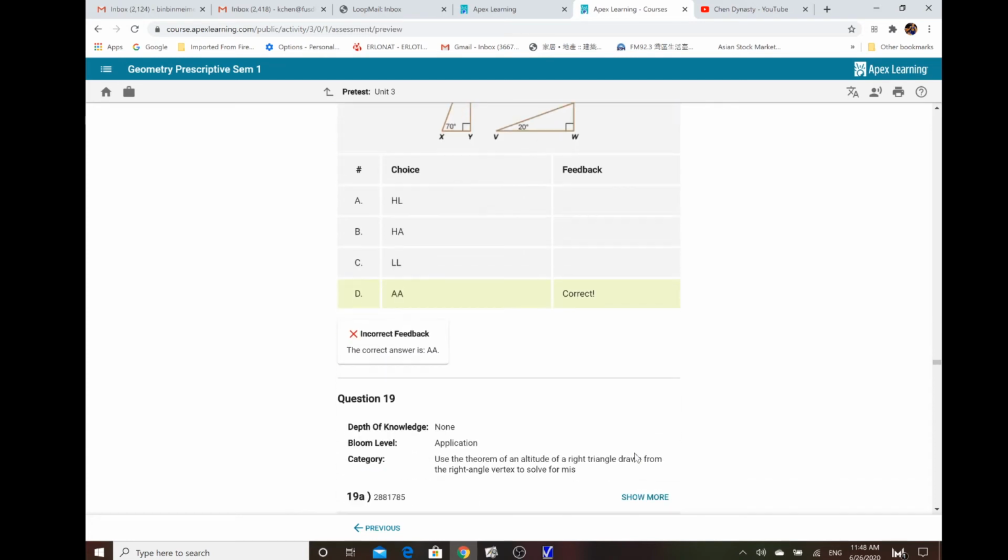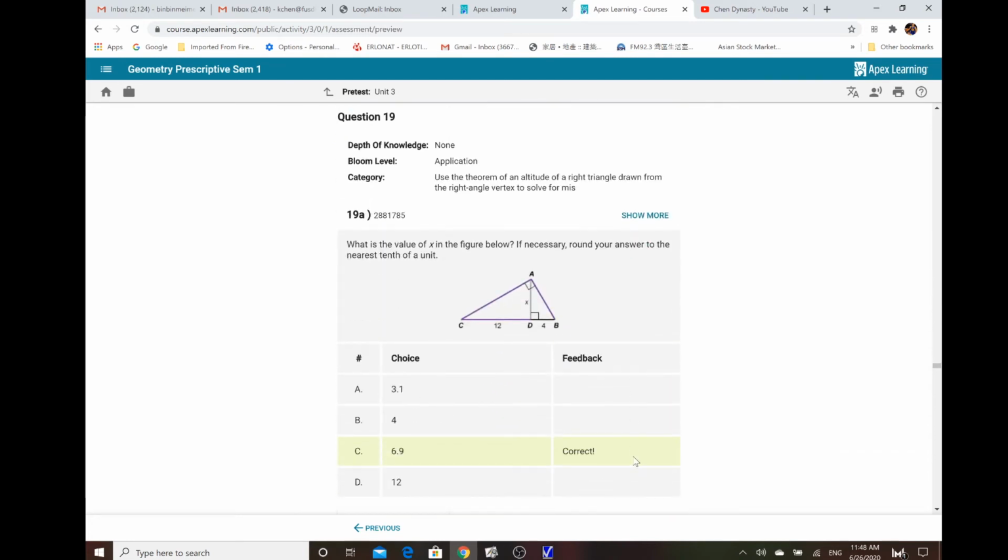Okay, so the next one, angle again. So now let's talk about the geometric means. So geometric means, here's one of the examples. What's the value of x in the figure below? This one is about the comparison of all three similar right triangles. And if you take a look at the diagram here, we do have three similar right triangles.